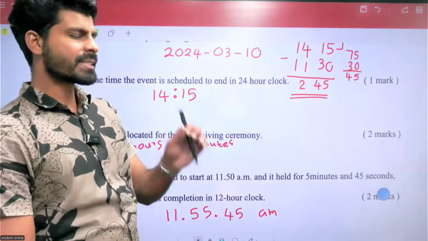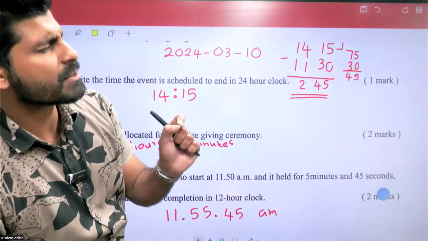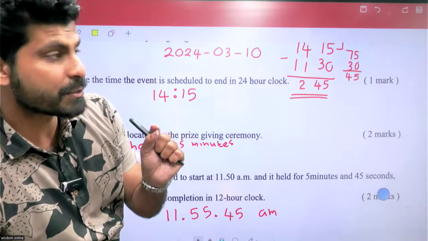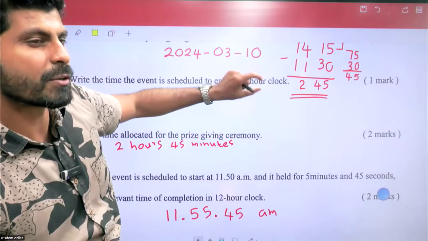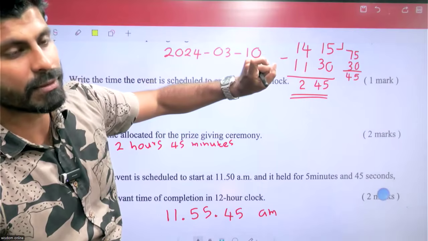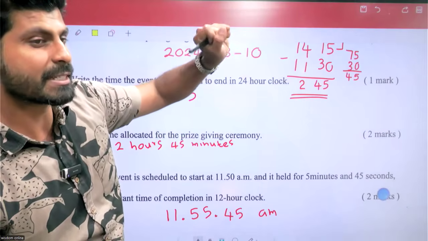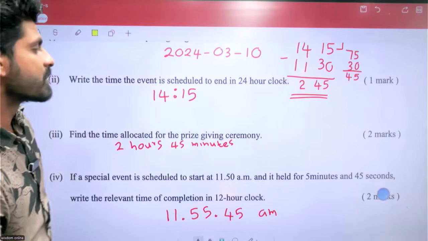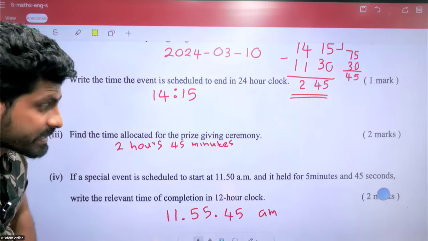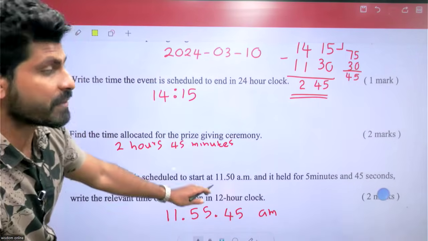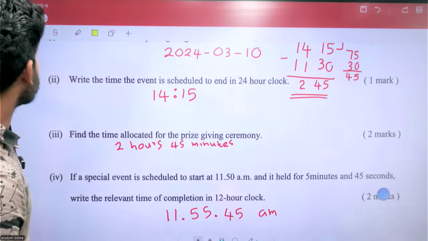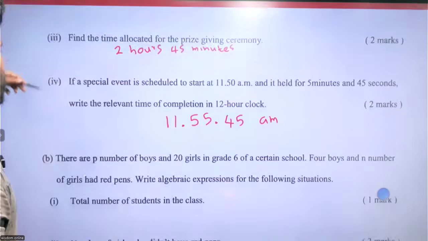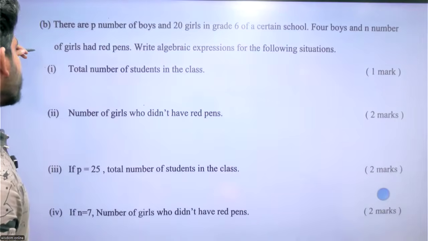In some books they mention that there is no need to mention the seconds. Normally we do not mention seconds in a 12-hour clock, but this question is asking for 5 minutes and 45 seconds. So 50 minutes plus 5 minutes is 55 minutes, plus 45 seconds. Right. Question number B.